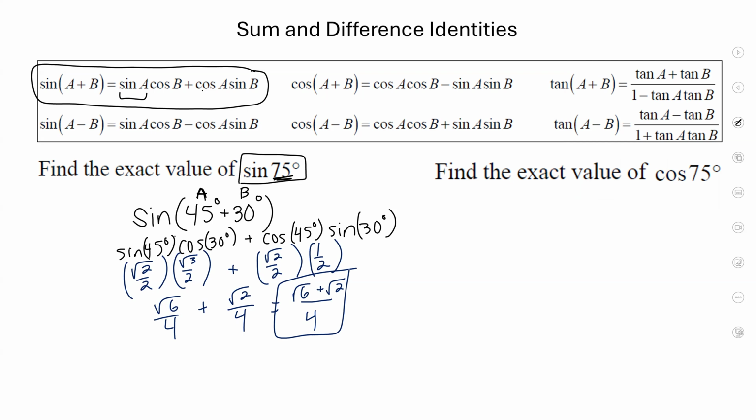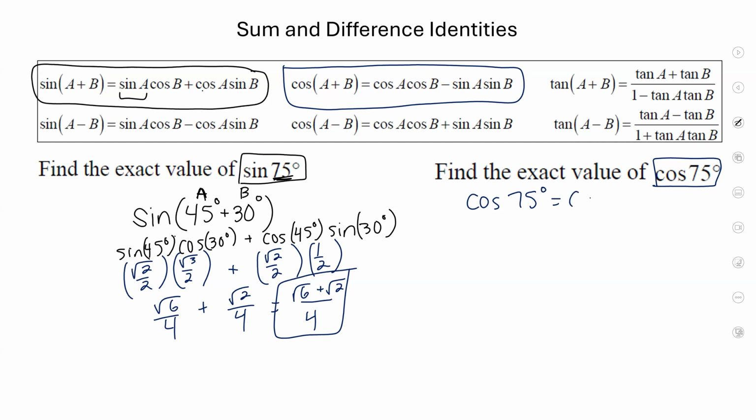I'm going to pause here and let you guys find the exact value of cosine of 75 degrees. You guys will then be using this formula. You'll have to write cosine of 75 degrees as cosine of 45 degrees plus 30 degrees. And then you'll use this formula up here. Ready, go.